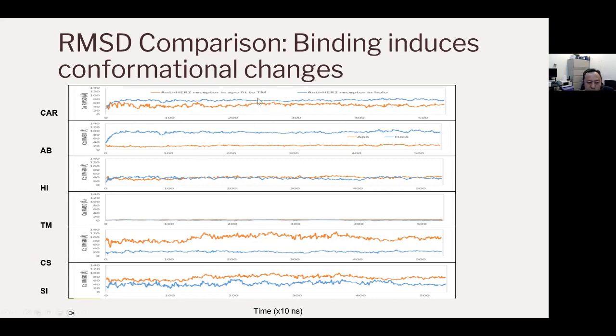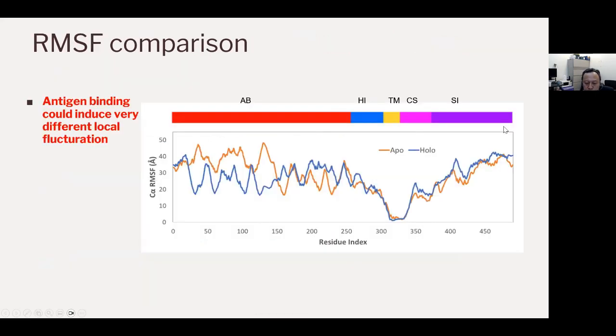And then we decompose that change into different domains, starting with the antibody domain. You see the huge change, and the hinge part has some change, the transmembrane has a small change, the rigid part and the costimulatory part have differences, and the signal domain, yes, they are different. So binding-induced conformational change for the signal part.